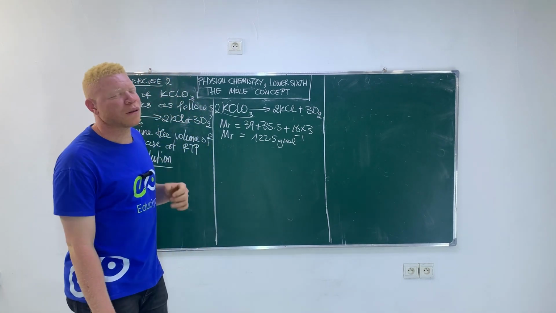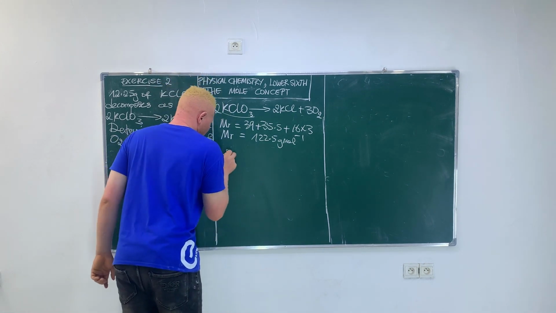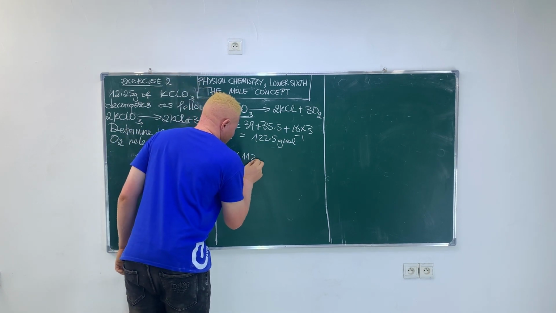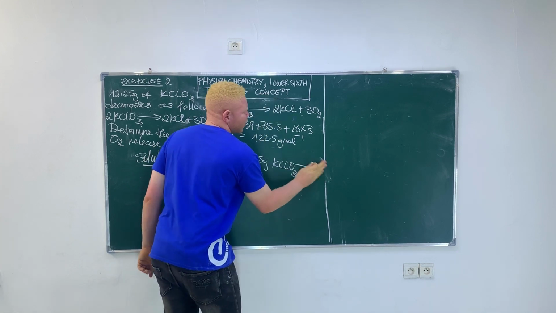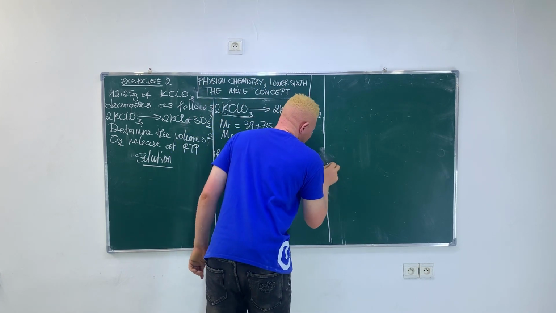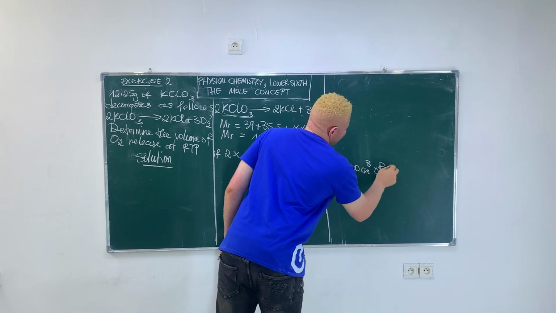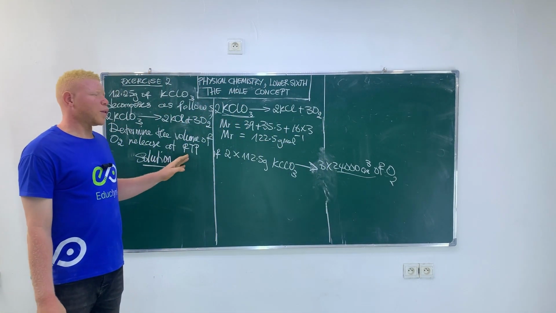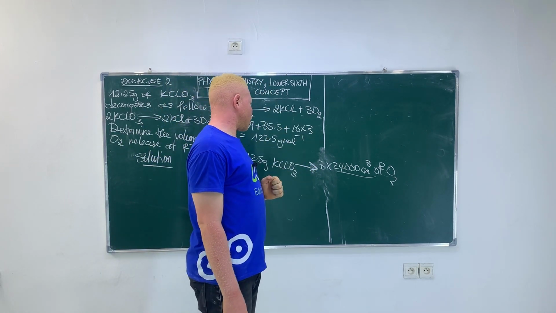From the stoichiometric balanced equation, we can use the mole ratio. We can say, if 2 times the molar mass, 2 times 122.5 grams of potassium chlorate gives 3 times 24,000 cm³ of oxygen, because this 24,000 represents the volume at RTP, and 3 is a stoichiometric coefficient.